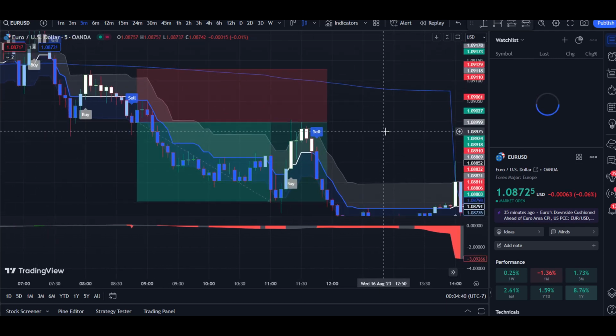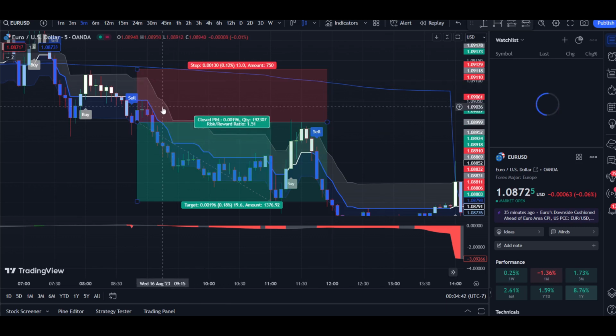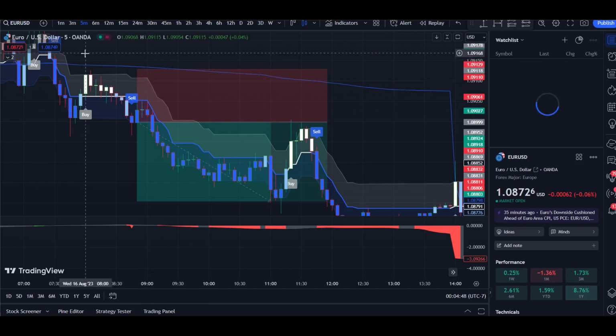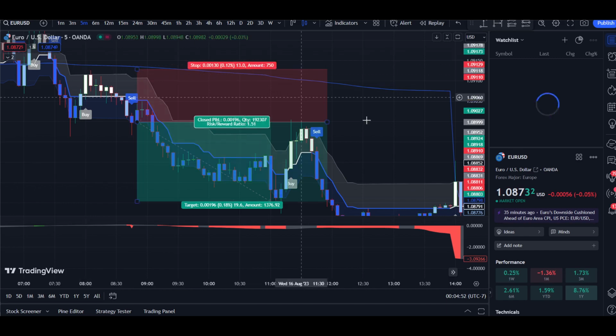Also, I'd encourage you to risk no more than 1 to 2% per trade. You want to exercise proper risk management when using these strategies, especially when you're scalping. You can very rapidly blow up your account if you do not use proper risk management.